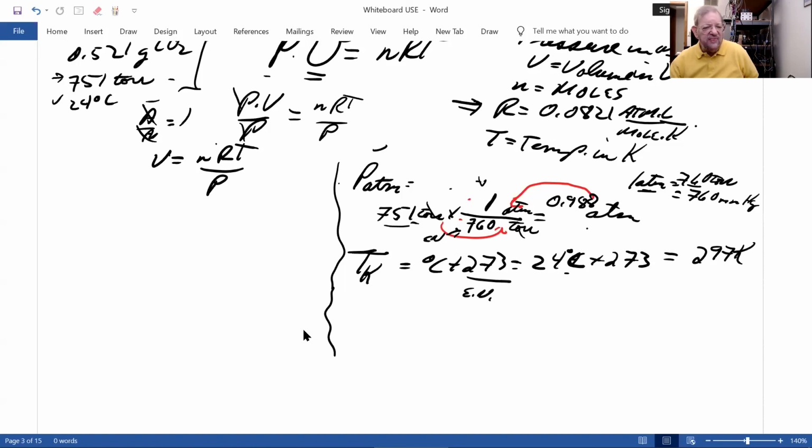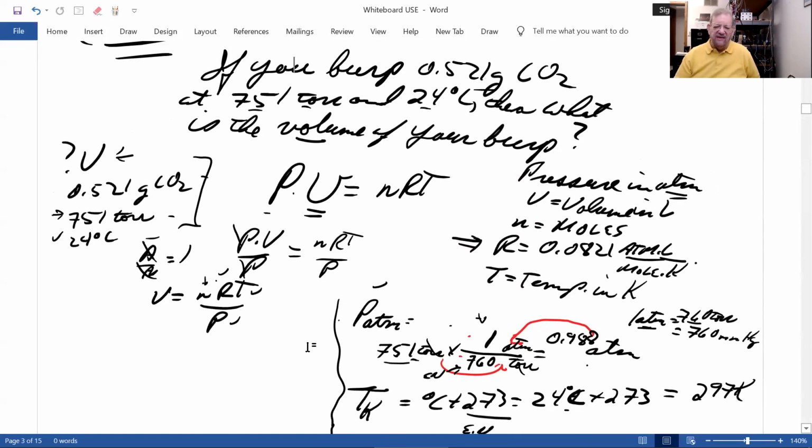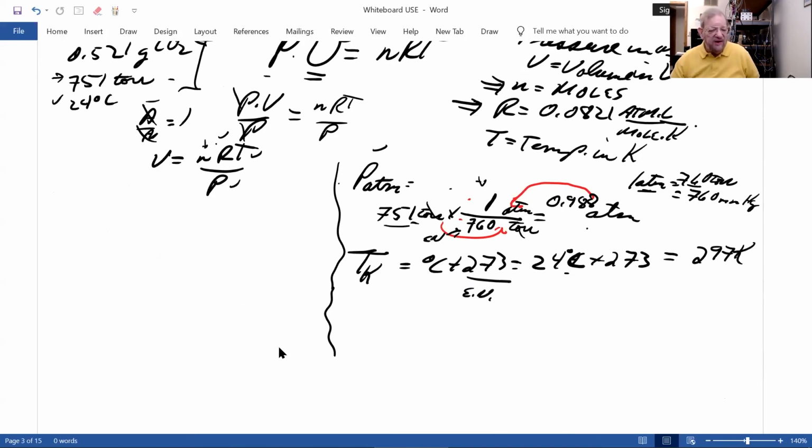So I've got my pressure, I've got my temperature, I've got R. Now I've got to do n. Now what is n? n is moles. Oh no, I don't have moles. I have grams. So what do I have to do? And this is something you should know for test 2. How do I go from grams to moles?